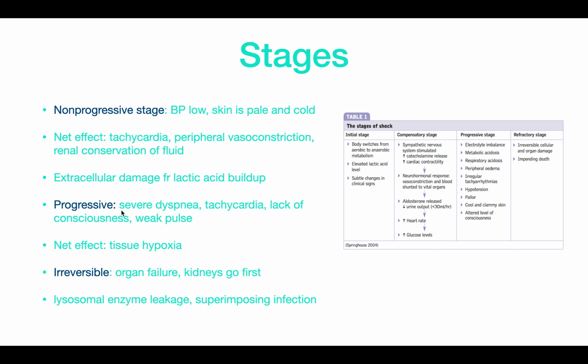The progressive stage is when the patient starts to have difficulty breathing and the heart's going to be even faster. Now there's going to be a loss of consciousness and a weak pulse due to the tissue hypoxia. The irreversible stage is the end stage, right? So there's going to be organ failure, and the first to go are the kidneys.